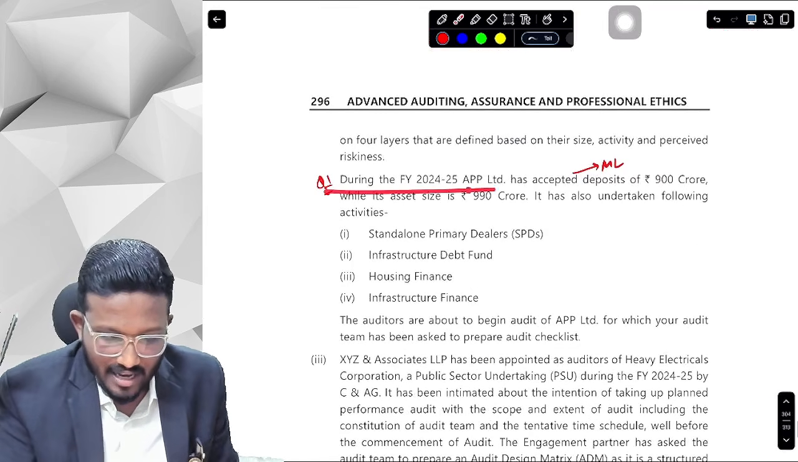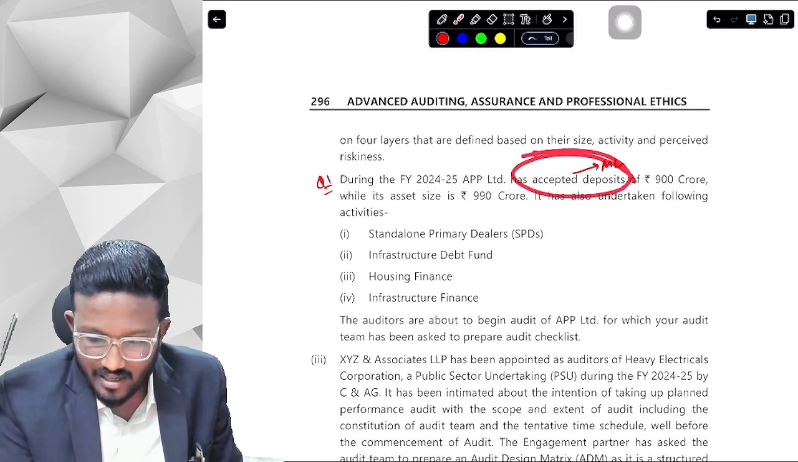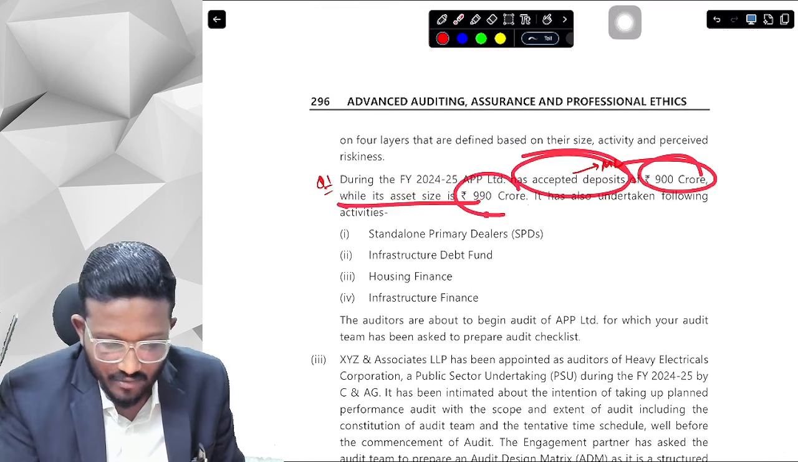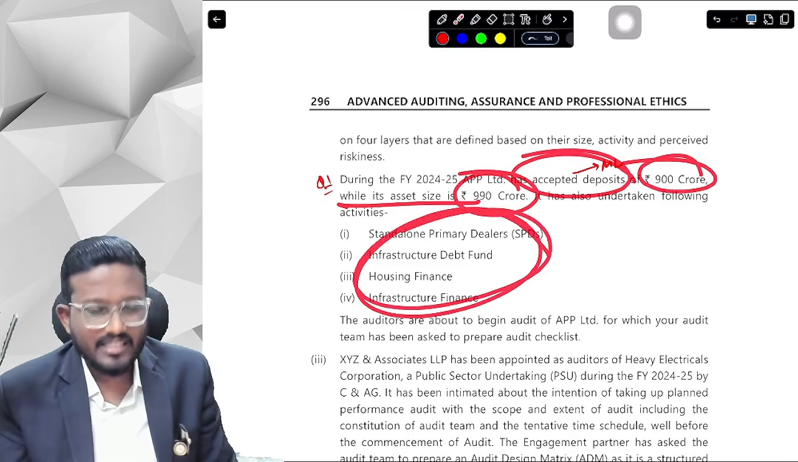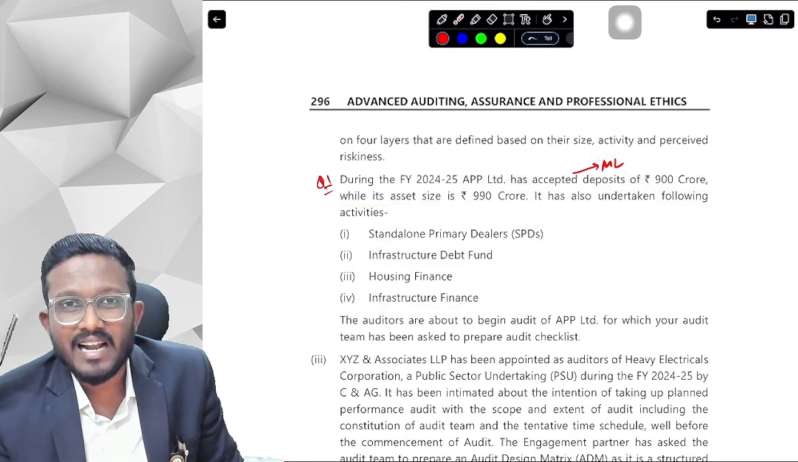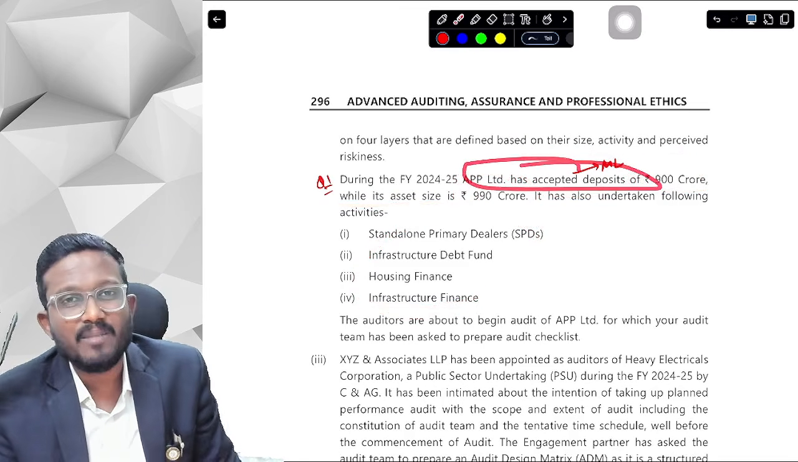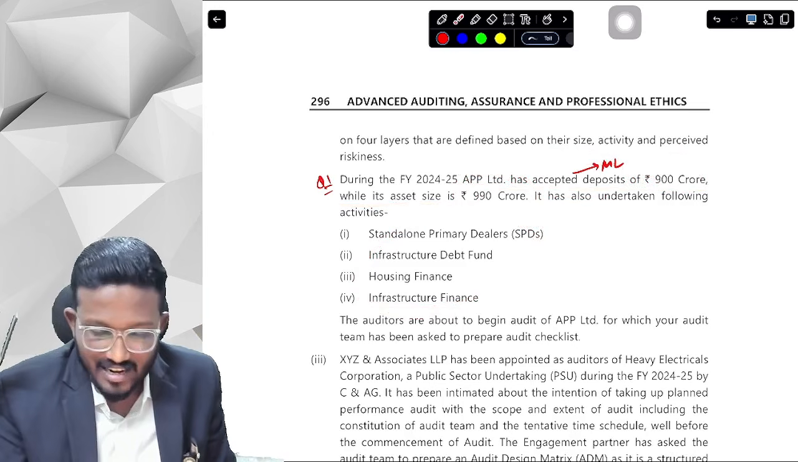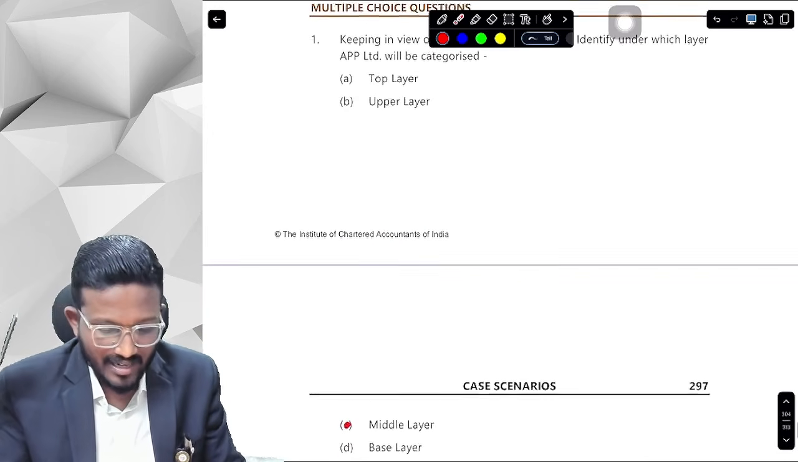It is saying that during FY 24-25 we have accepted deposits of 900 crore with an asset size of 990 crore, and these were the activities that we have done. Now which layer will we be classified under? We are a deposit taking NBFC, and a deposit taking NBFC, irrespective of the asset size, is classified under the middle layer, so we will be classified under the middle layer.